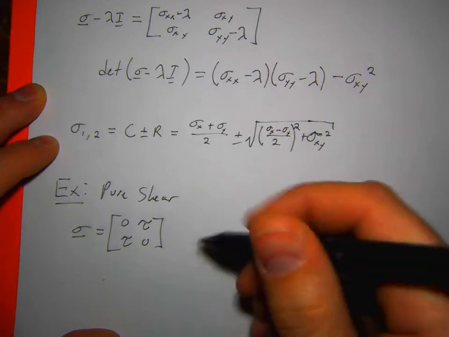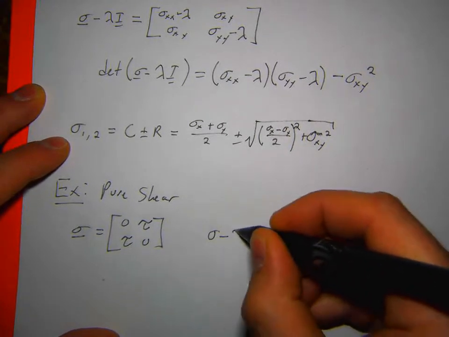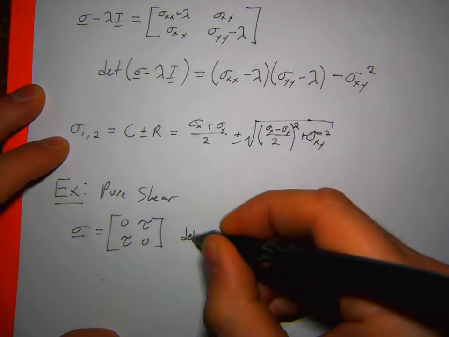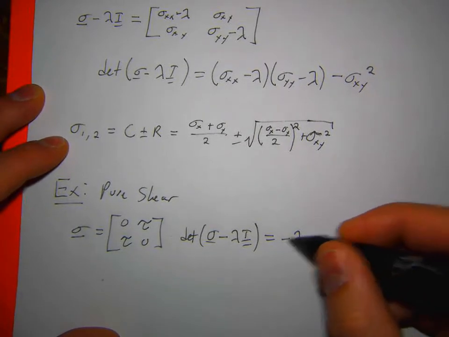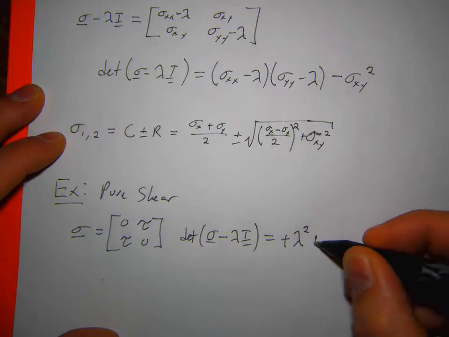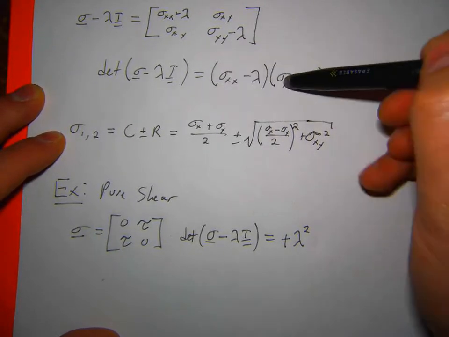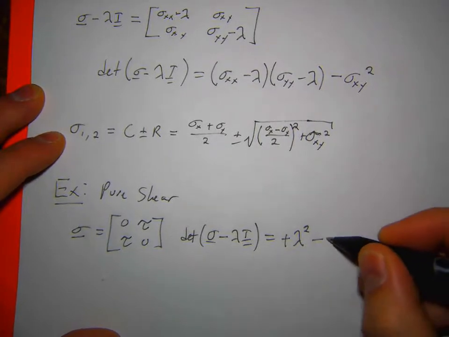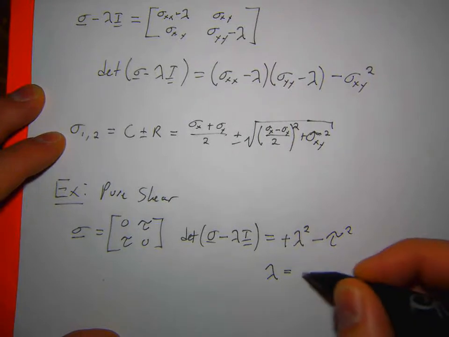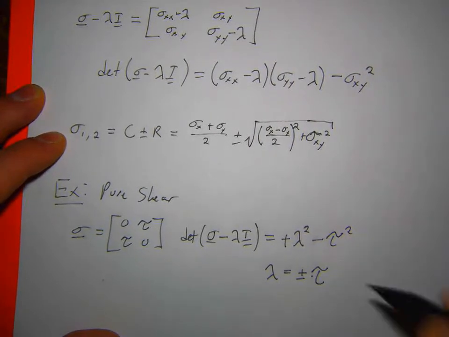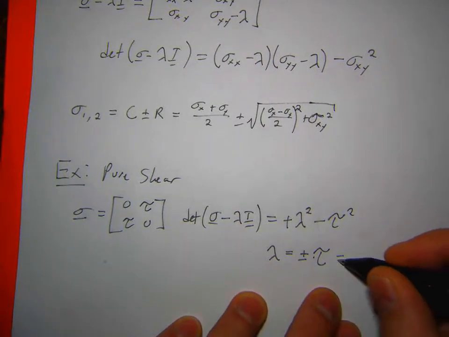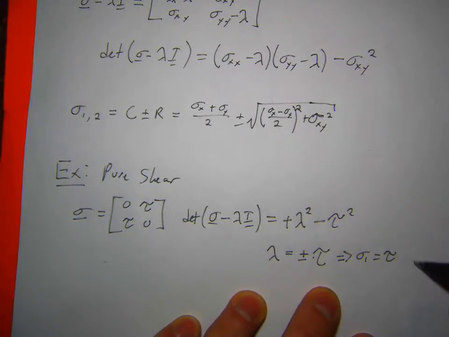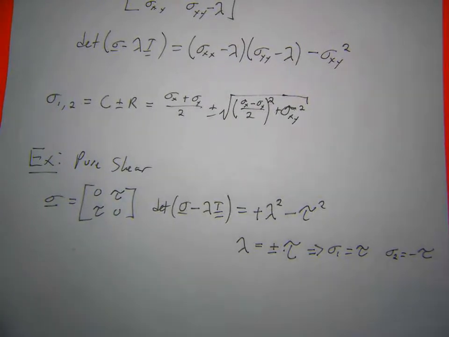I would say now sigma minus lambda I, the determinant of that. I would have a negative lambda, which I guess is squared, so that turns into a lambda squared, minus a tau squared. So here I would have negative lambda squared minus tau squared. So my lambda is equal to plus or minus tau, which you remember from our circle analysis was the same two principal stresses. So these are our sigma 1 is tau, and sigma 2 is minus tau.